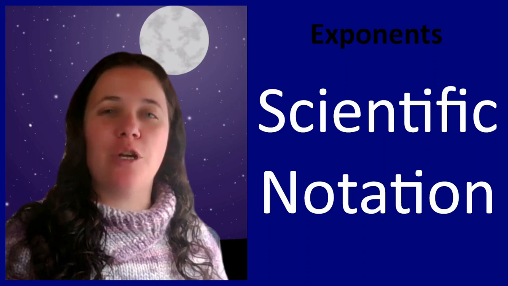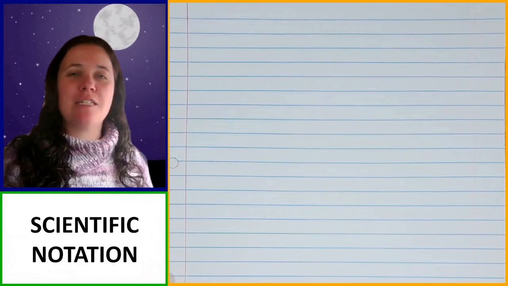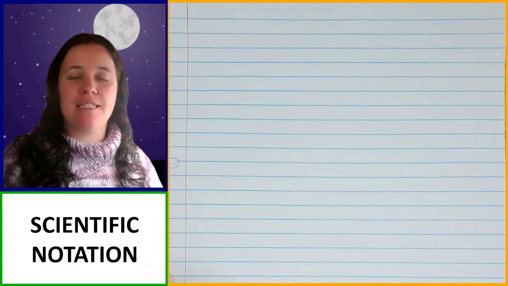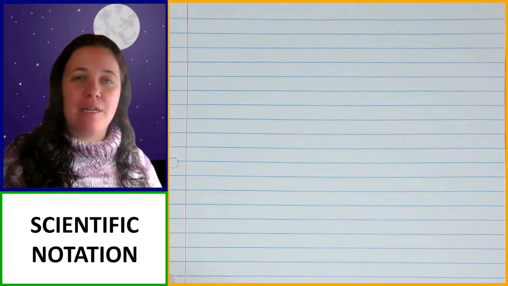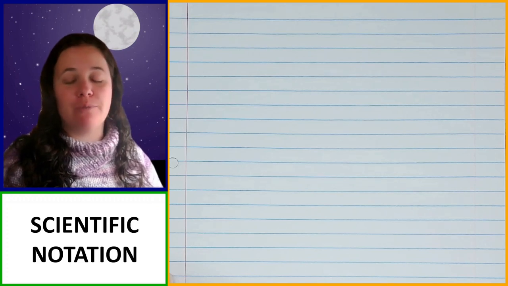Hi, today we're going to be learning about scientific notation. First, let's talk about what scientific notation is. Scientific notation is a useful way of writing numbers that are very big or fractions that are very, very small.